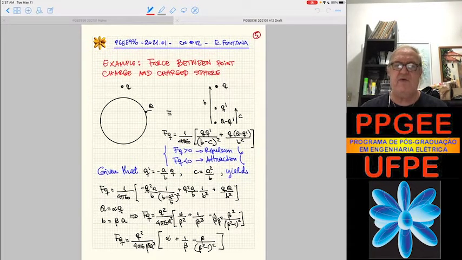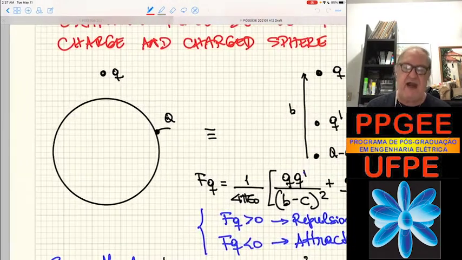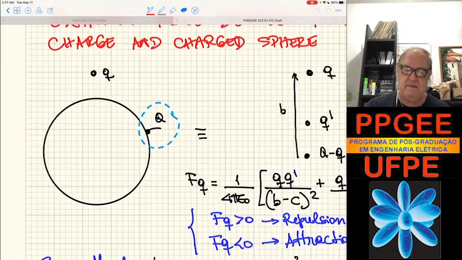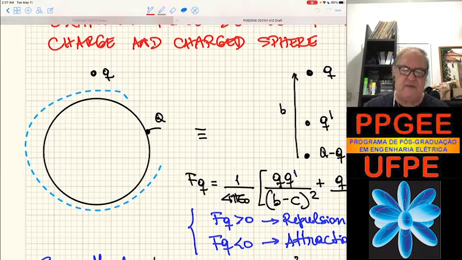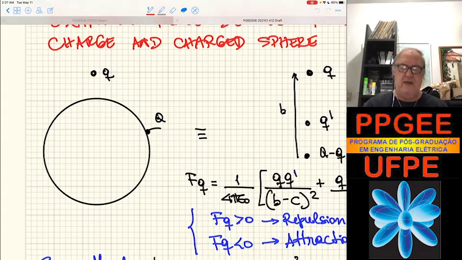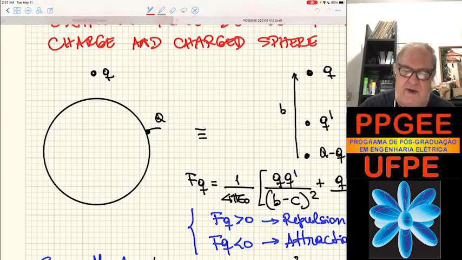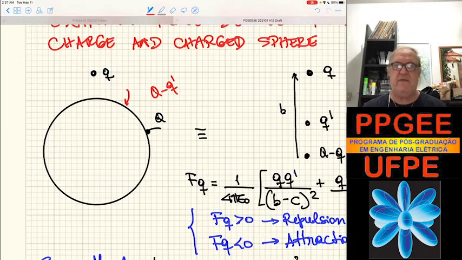Well, let's calculate the force between a point charge and a charged sphere. That's an interesting problem, right? We have a charged sphere, and then we have the charge. We just mentioned that this problem can be solved by separating it into two problems: one is the grounded sphere with a point charge, and the other is a uniform distribution of charge given by Q minus Q prime on the surface.